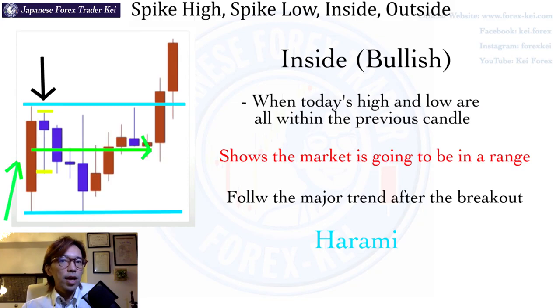And how you can trade if you see this inside is when the price breaks out towards the direction of the major trend, then that shows the trend continues. So when there was a bullish trend prior to this inside, when it breaks this range upwards, most likely the bullish trend may continue. So after the breakout, for example, you can buy here at the pushback, follow the major trend and take profit.